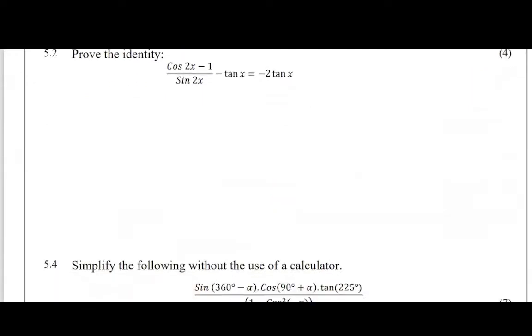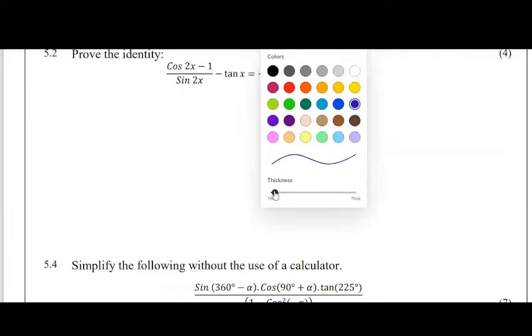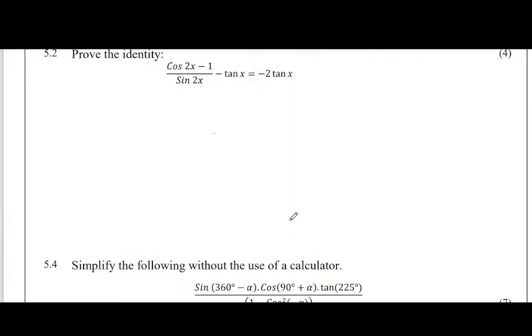Then 5.2, they want us to prove the identity. Prove the identity: cos 2x minus 1 over sine 2x minus tan x is equal to negative 2 tan x. Okay. So it's always advisable to start from the side that has more terms or more information, and you work towards getting to the side that has less information. So how can I express this cos 2x?